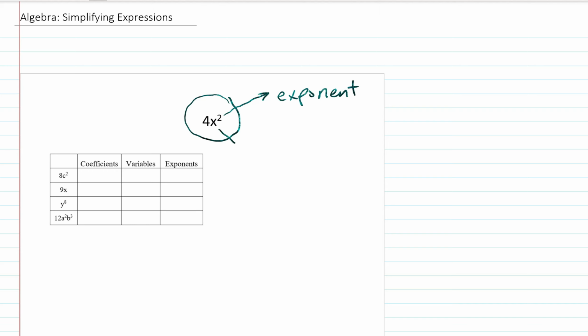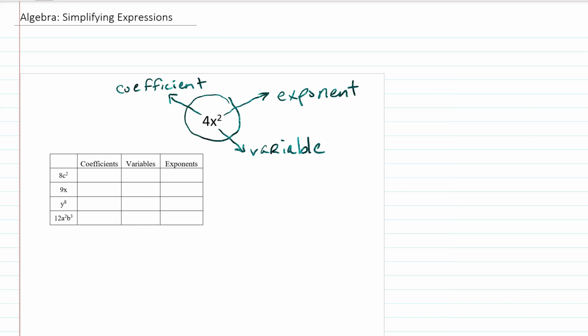The base, which is the x, is our variable. That variable serves as the base to that exponent. And then that 4, that number, that value, which can be a fraction, decimal, or an integer, is known as the coefficient because it's in front of a variable.